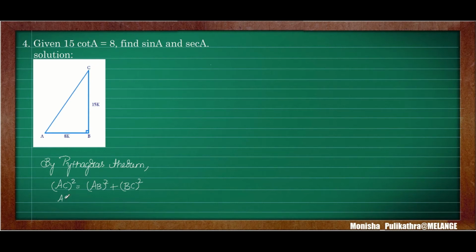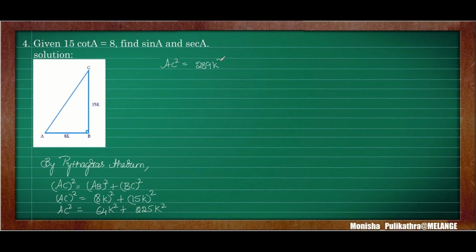AC square is not given, so write as it is. Here AB is 8k, which I have taken as a variable. You can take a variable or you can just write plainly 8, plus BC 15k whole square. So AC square is equal to 8 square, which is 64k square, plus 15 square, which is 225k square. So AC square is equal to 64 plus 225, which becomes 289.